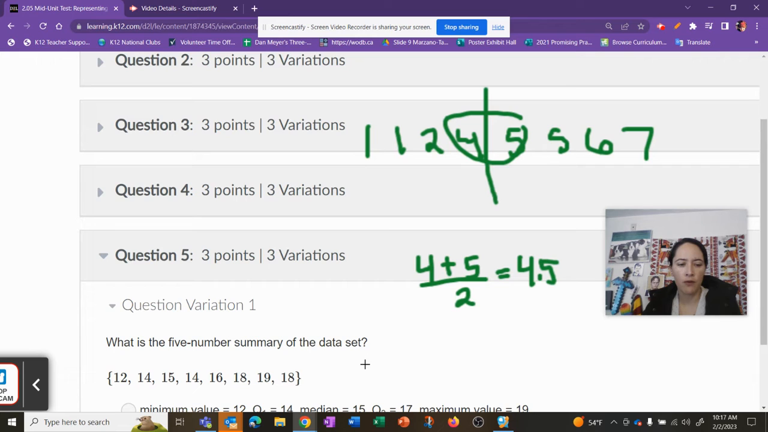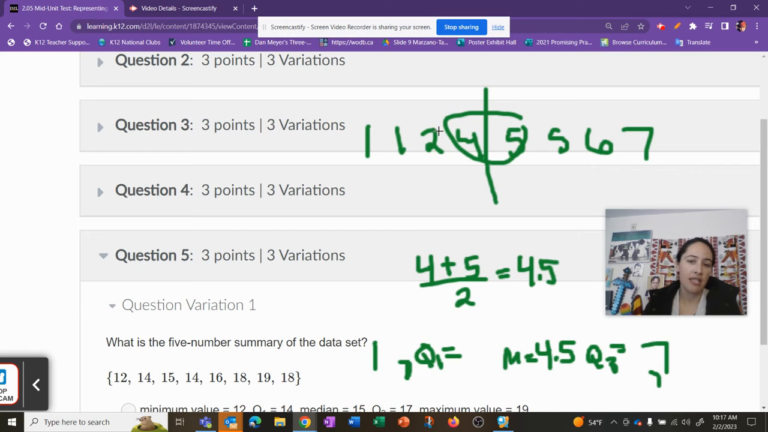Okay. So far for my min, I would have 1. For my max, I would have 7 for my 5 number. For my median, I would have 4.5. Now I need to find my Q1 and my Q3. Okay, I'm going to do the same thing, only now I have 1, 2, 4. So I look at just these numbers for my Q1, my lower quartile. It's right here. 1 plus 2 is 3, divided by 2 is 1.5. So my Q1 for that one is 1.5.